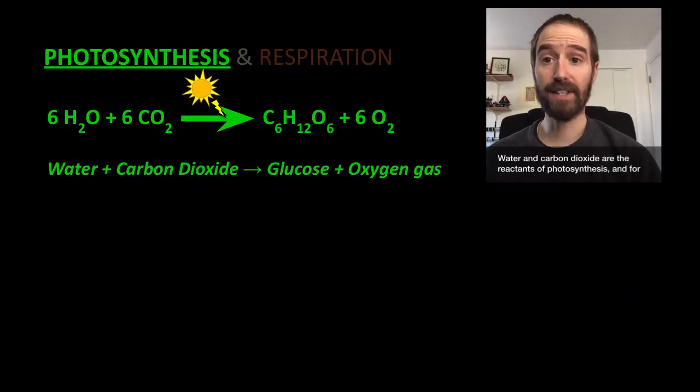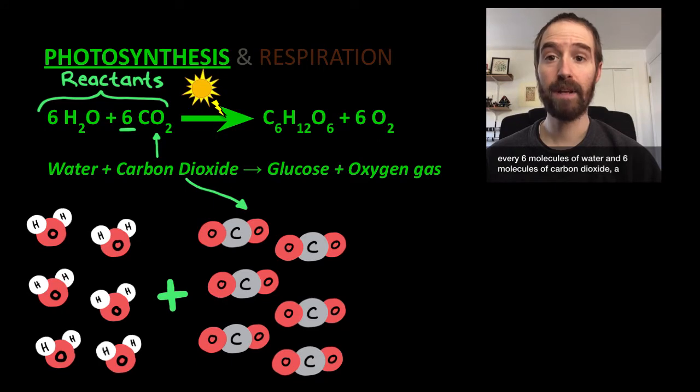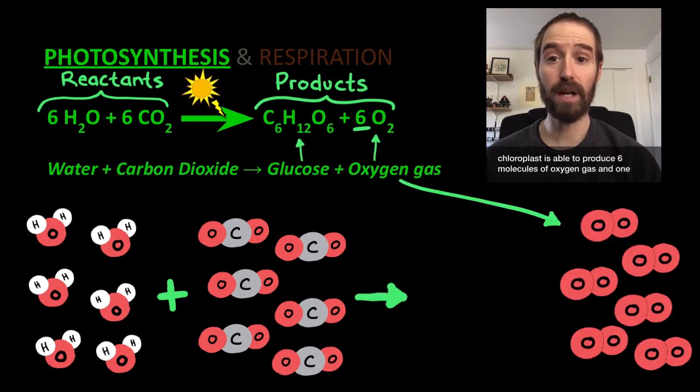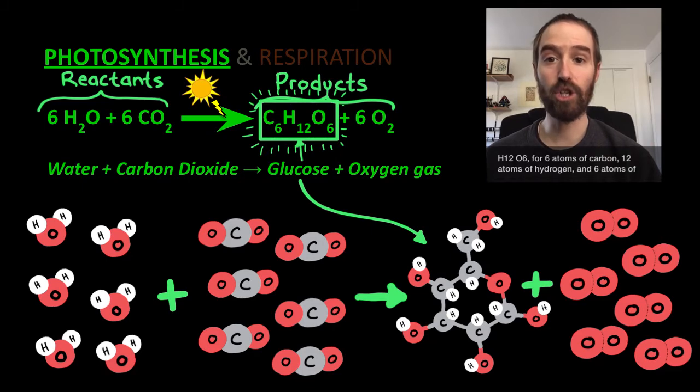Water and carbon dioxide are the reactants of photosynthesis, and for every 6 molecules of water and 6 molecules of carbon dioxide, a chloroplast is able to produce 6 molecules of oxygen gas and 1 molecule of energy-rich glucose, which has the chemical formula C6H12O6, for 6 atoms of carbon, 12 atoms of hydrogen, and 6 atoms of oxygen. Glucose is a carbohydrate, and carbohydrates are food, so photosynthetic organisms are referred to as producers because they are able to produce their own internal source of food.